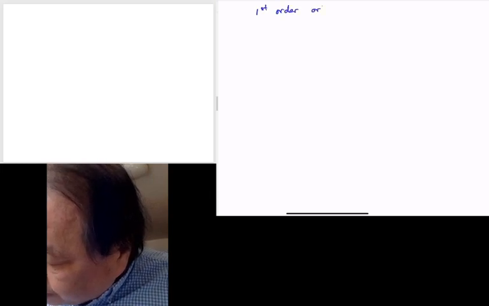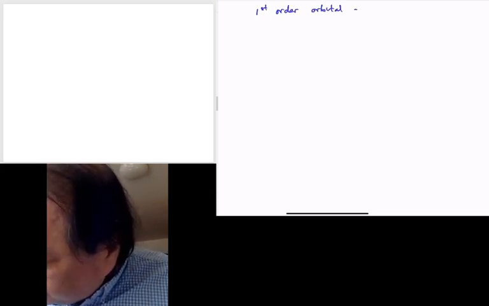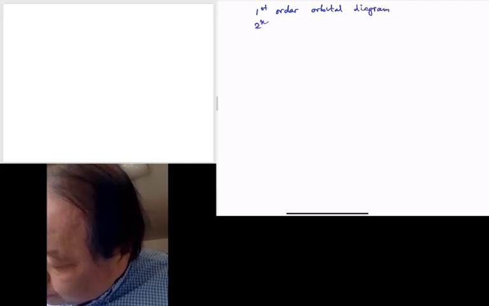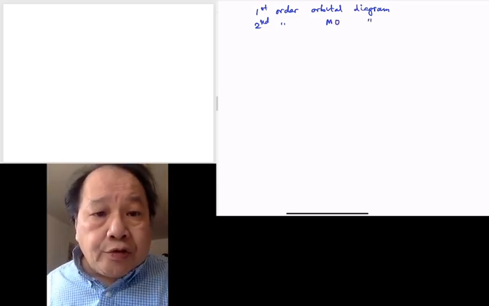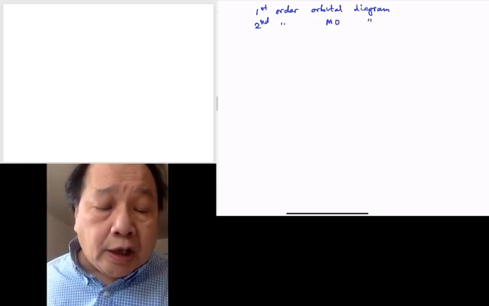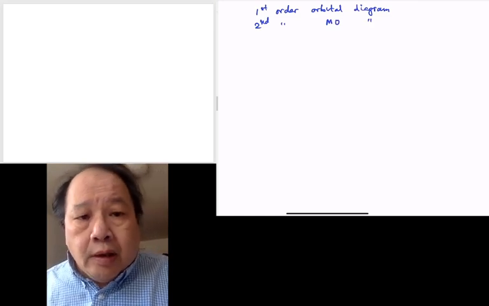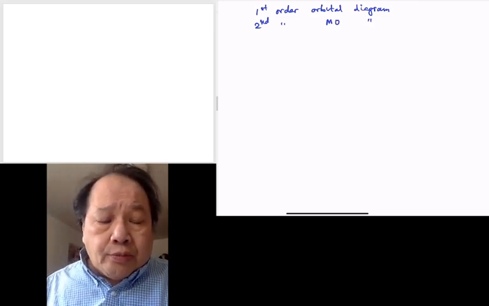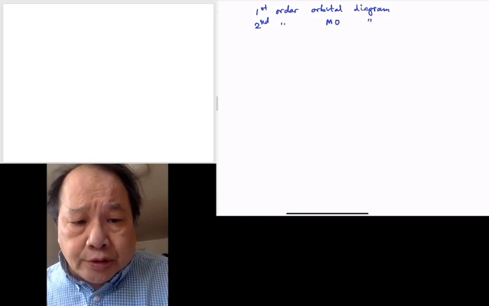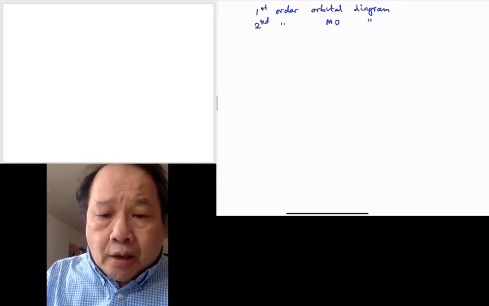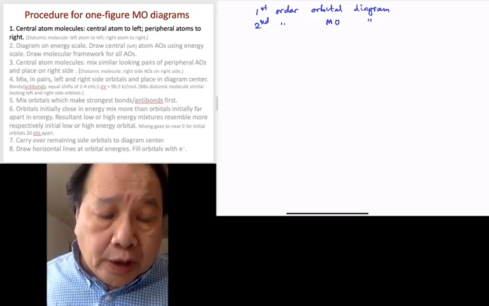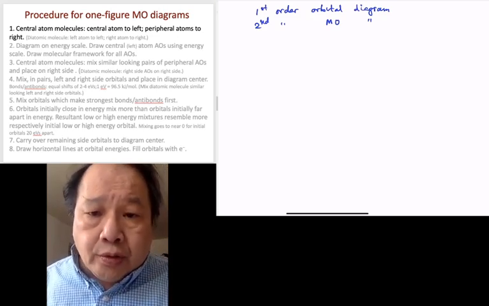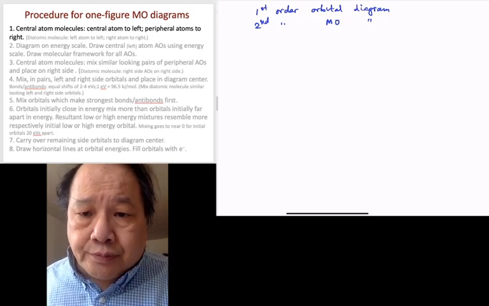orbital diagram and a second order MO diagram. So there will be a first order diagram which will set the stage for the actual MO diagram. The first order orbital diagram will use exactly the same rules as we had in our one figure MO diagram. So in this clip we'll just briefly review what that procedure is.